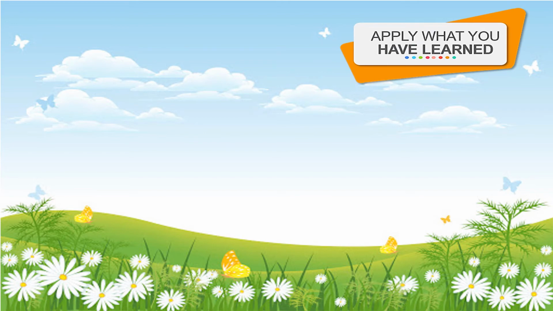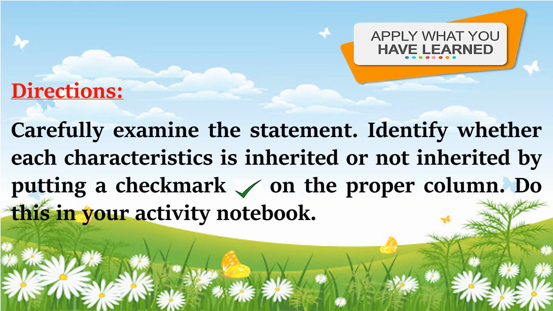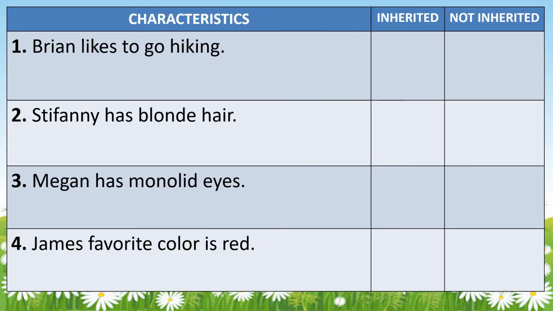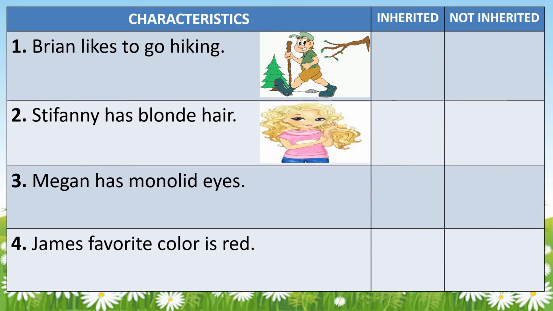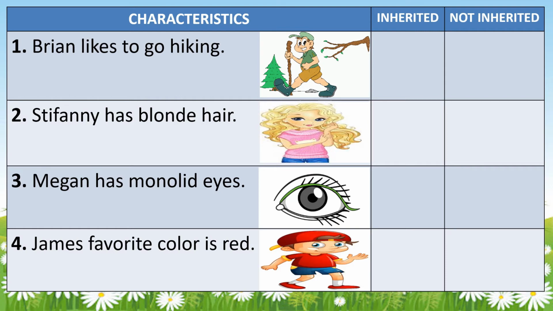This time, kids, let us check your understanding about this lesson by accomplishing the next activity. Directions. Carefully examine the statement. Identify whether each characteristic is inherited or not inherited by putting a check mark on the proper column. Do this in your activity notebook. Characteristics. Number 1. Brian likes to go hiking. Number 2. Stephanie has blonde hair. Number 3. Megan has monolid eyes. And number 4. James' favorite color is red.